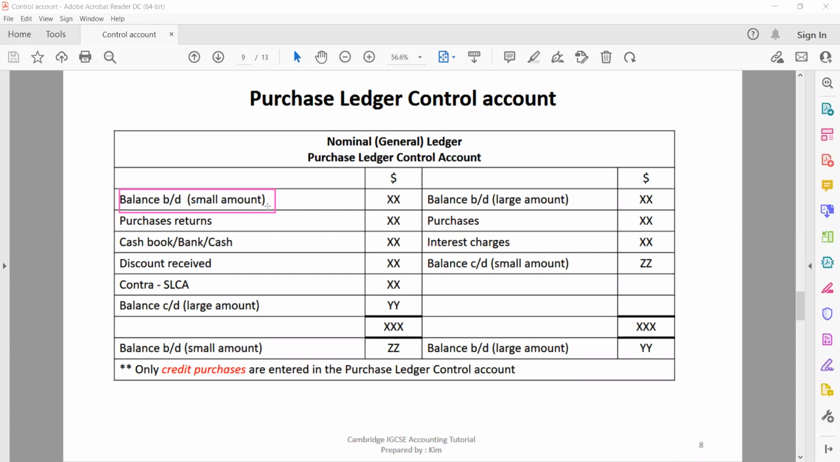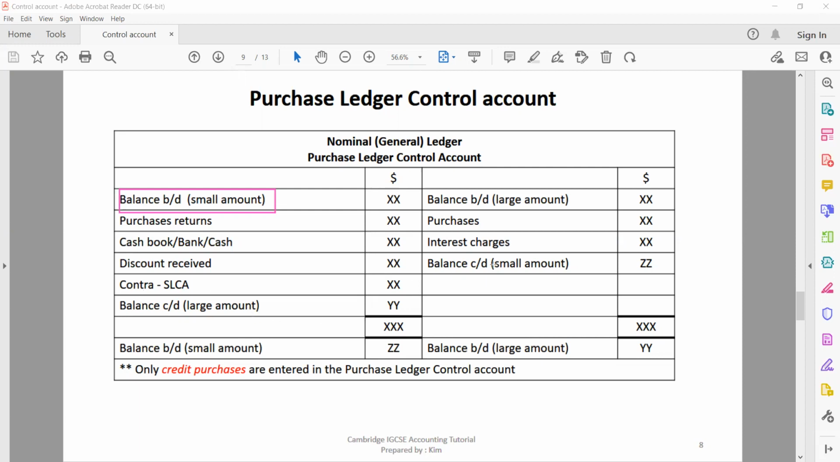Maybe you paid a down payment to the supplier because you are a new customer to the supplier. On the debit side, you have purchases return, cash book or bank or cash because you pay the supplier. Discount received, where the supplier gives you a discount. Contra entry, this one is to reduce the outstanding amount in here. So this will contra through the general journal to offset the sales ledger control account.